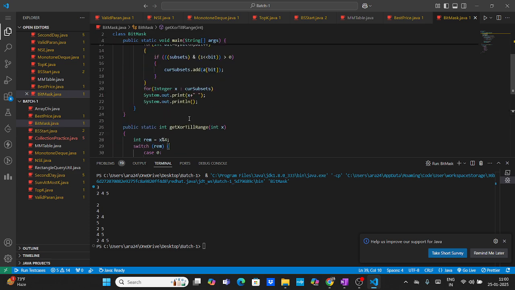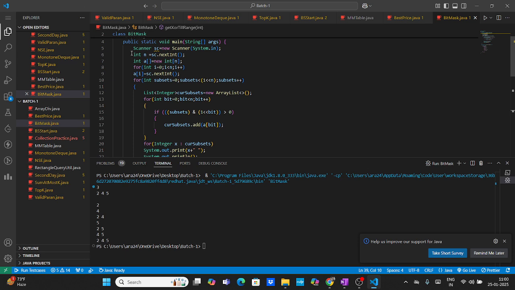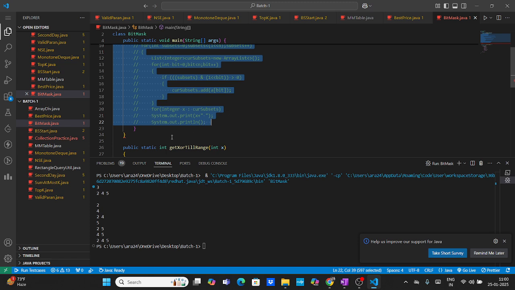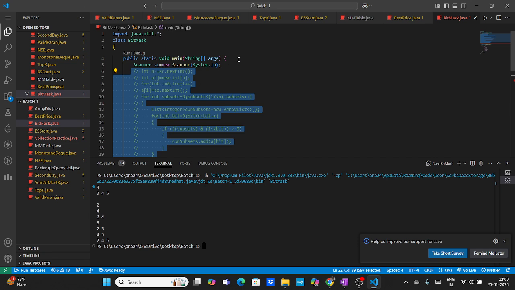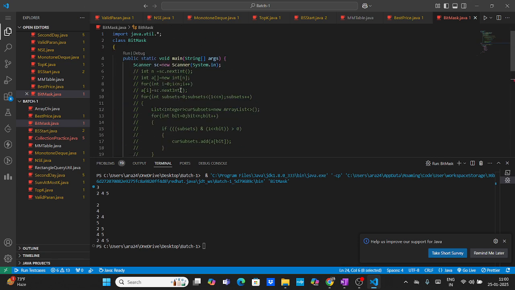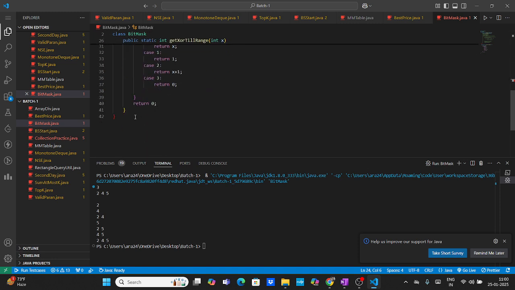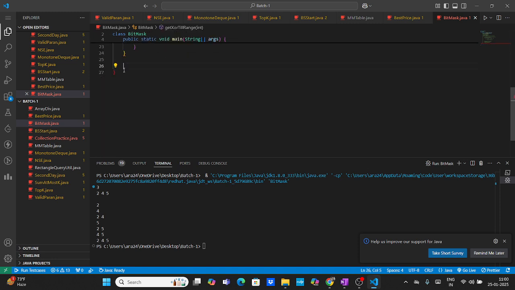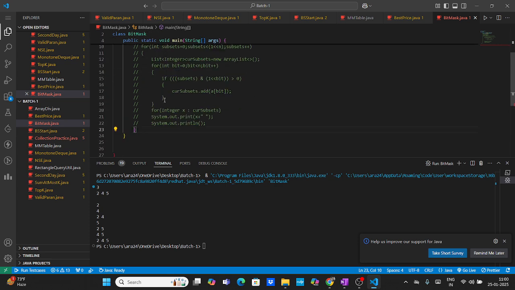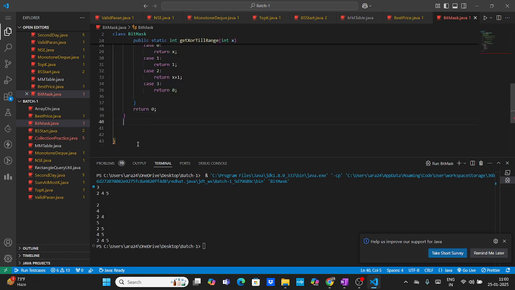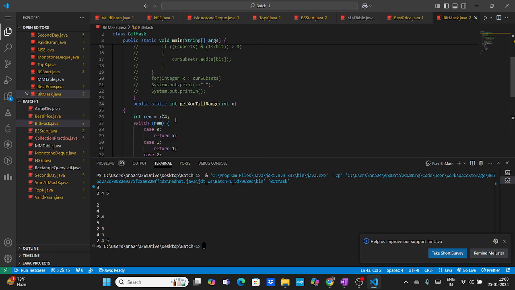Cool. Now I'm just commenting this out. Why did we get an error? We are not calling that function, right? This is out of the class variables. This is the main, so I have to write it here. So we have our method ready with us, right? The ask was find XOR from L to R.